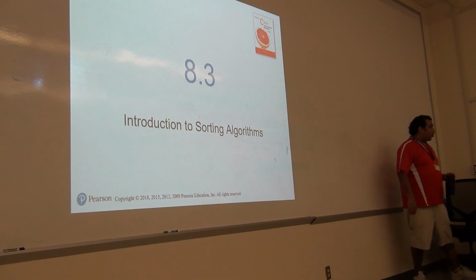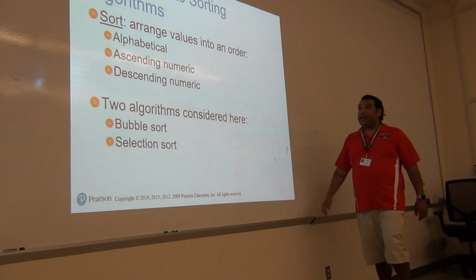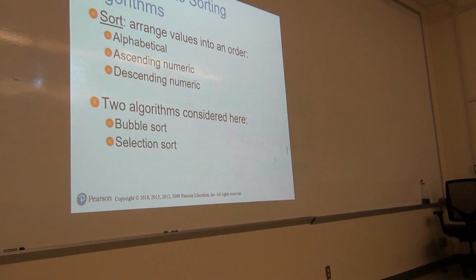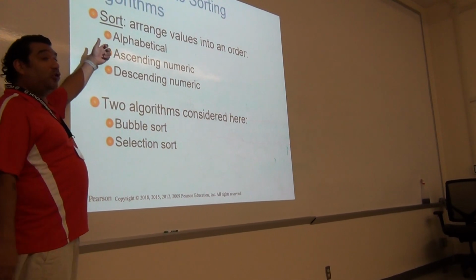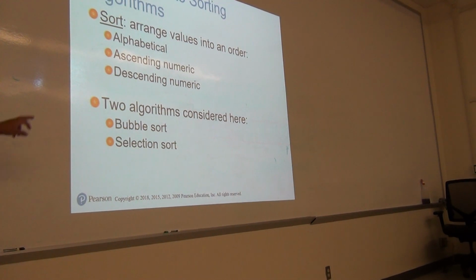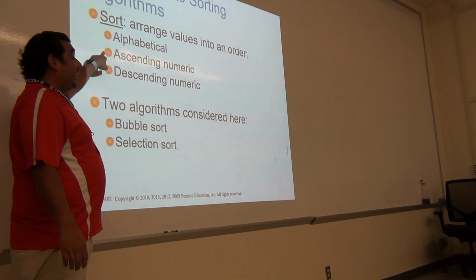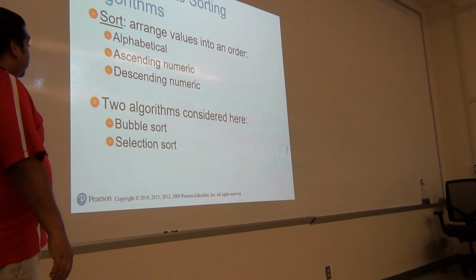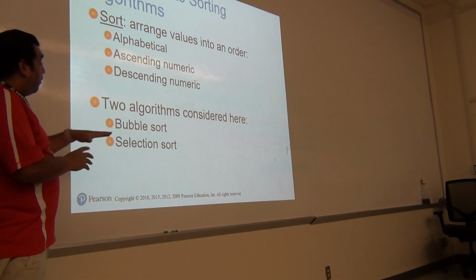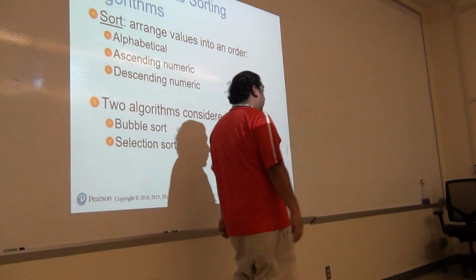So now we're going to look at some sorting algorithms. Okay? So when we talk about sorting data, the data could be alphabetical data, it could be alphanumeric data, it could be just numerical data, right? So we know that we can go in an ascending order or a descending order, right? Least to greatest, greatest to least, right? From A to Z, from Z to A, okay? And so the two algorithms that we're going to look at are the bubble sort and the selection sort, okay?